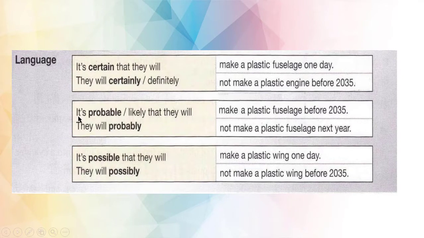Let's move to the second column. It's probable or likely that they will make a plastic fuselage before 2035. They will probably not make a plastic fuselage next year, if we are not sure. The last one, it's possible that they will make a plastic wing one day. We don't know when. We are not sure, so we use the word possible. They will possibly not make a plastic wing before 2035.